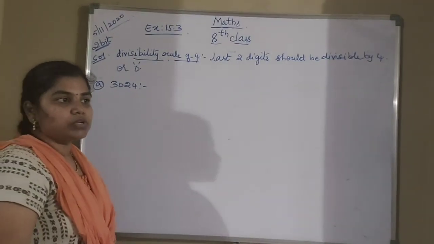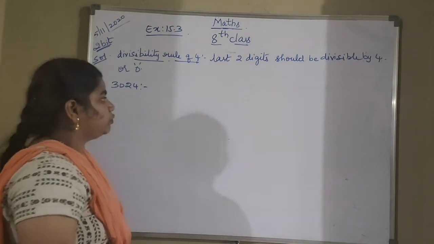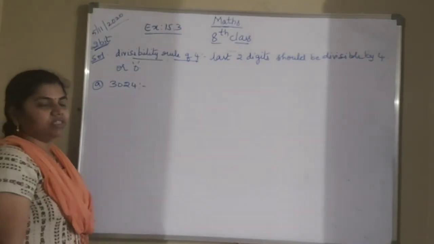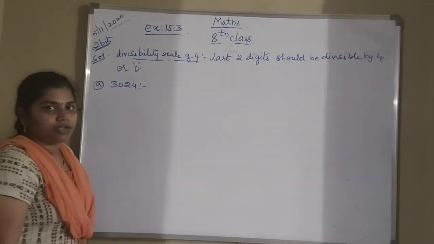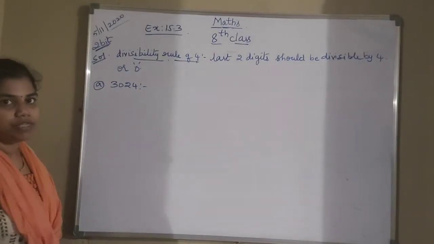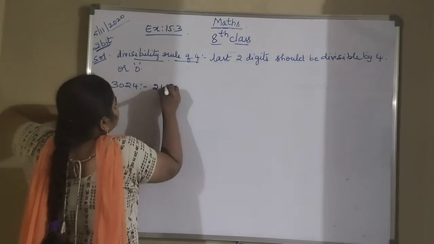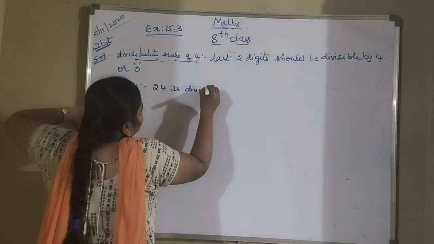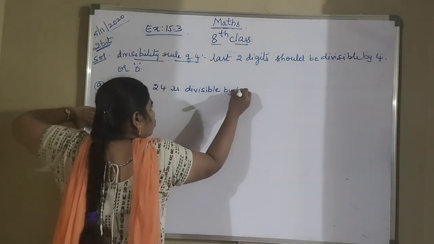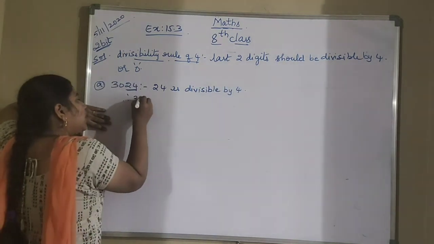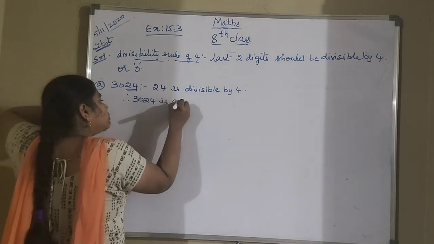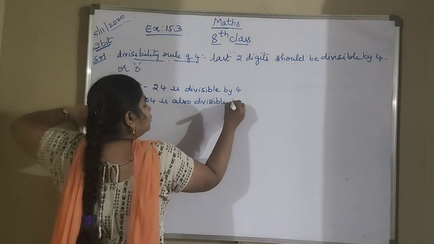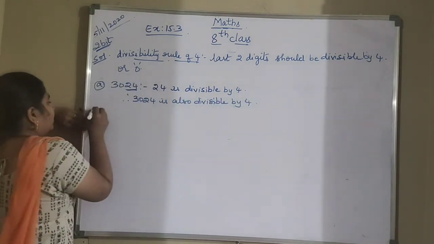So what is the divisibility rule? We have to check the last 2 numbers. 24. 24 is divisible by 4. Yes, 24 is divisible by 4. How many times can you take it? 4 sixes are 24. So 24 is divisible by 4. Therefore 3024 is also divisible by 4.